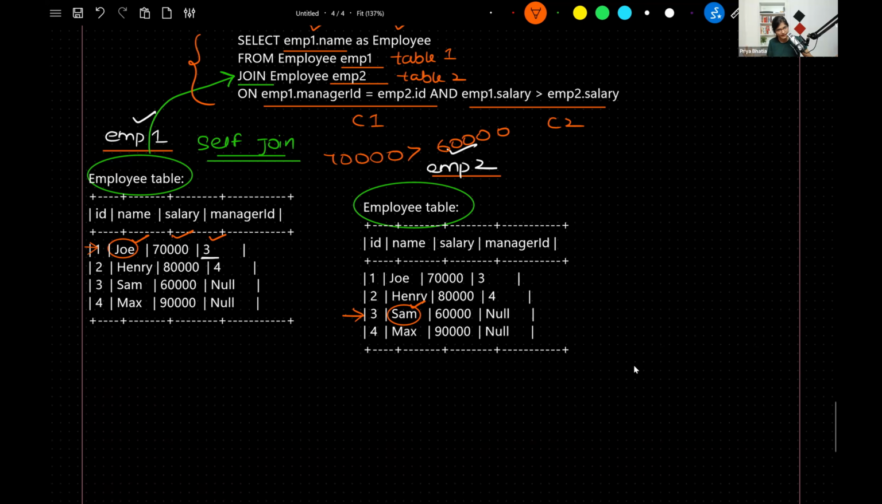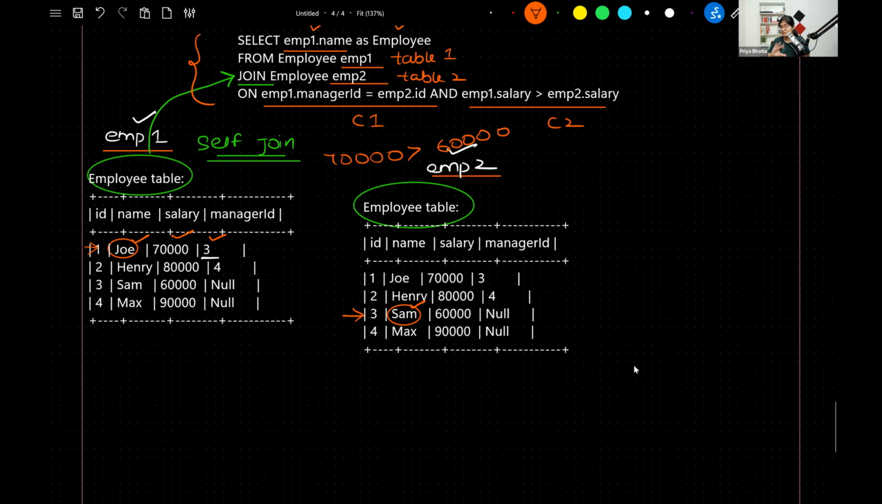emp2.name. That's it, right? emp1 is referring to this Joe value, emp2 is referring to the Sam value, the manager value. If they are looking for the manager name, who is earning less salary than their employee, then you will have to display emp2.name. Everything will remain the same. But here they want to display the employee name, who is earning more than their manager. So I'm displaying emp1.name.